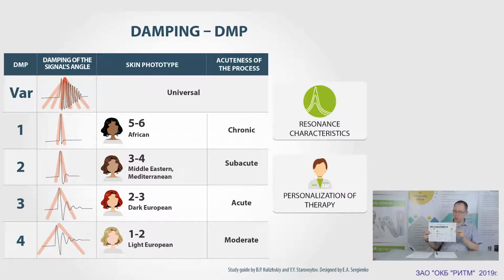The more dark or thick the skin is, the more sharp the signal should be, and the more pale or thin is the skin, the softer should be the signal. Basically, we need damping 1 for thick or dark skin, and damping 2 for thin or pale one.